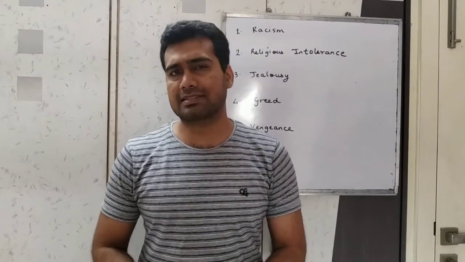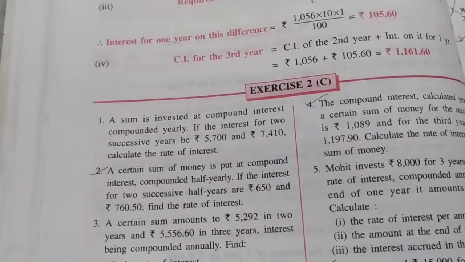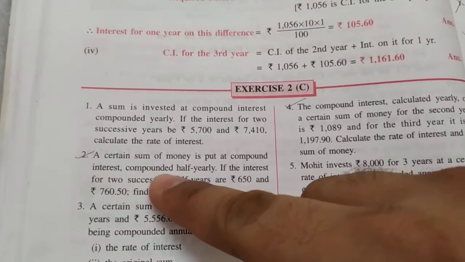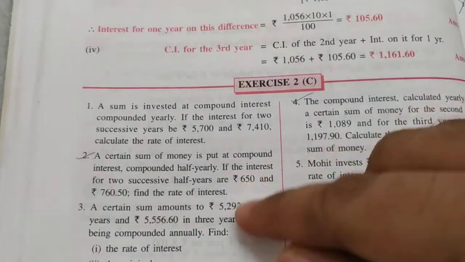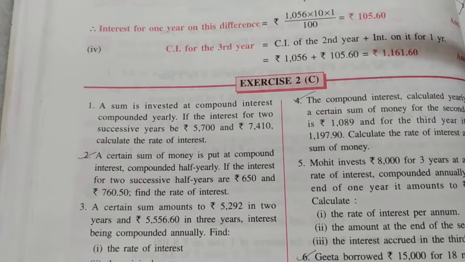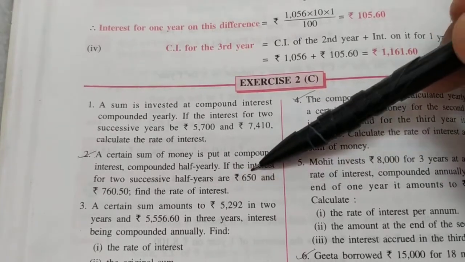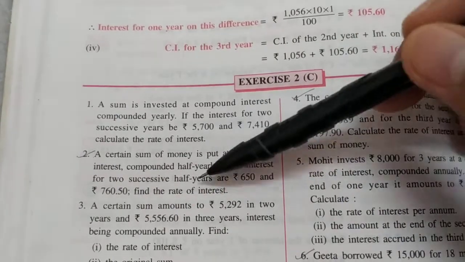Let's study 9th standard ICSE Math, exercise 2C. In the second sum, a certain sum of money is put at compound interest half yearly. The interest for two successive half years are 650 and 760 rupees 50 paise respectively. Find the rate of interest.